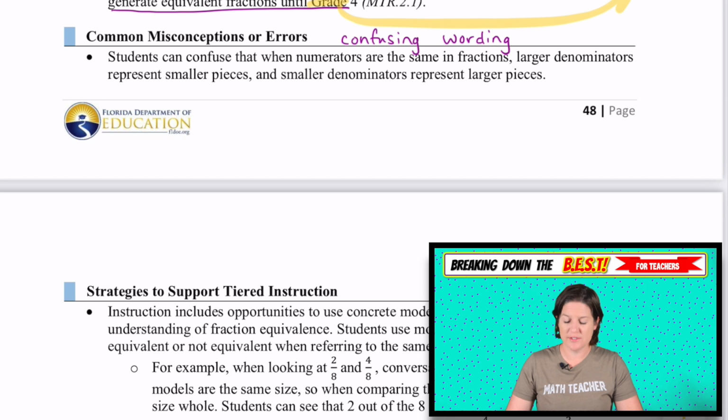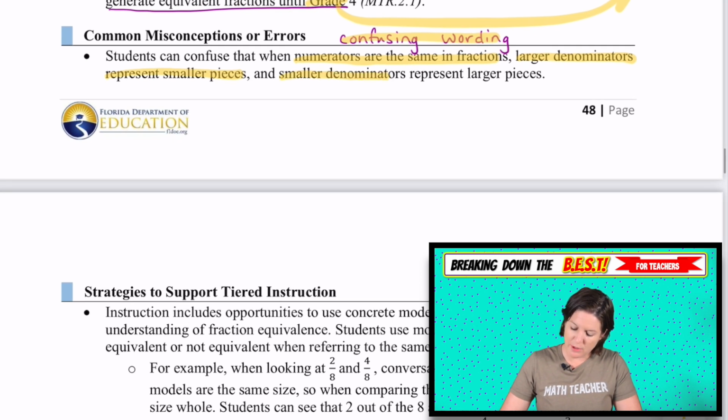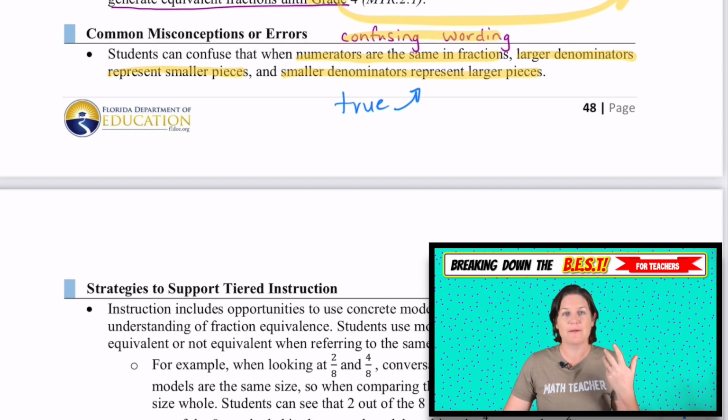This common misconceptions and errors, I felt like the wording was confusing. It says that students can confuse when numerators are the same in fractions, larger denominators represent smaller pieces, and smaller denominators represent larger pieces. I felt like this was confusing because that is true. It's saying that students might not understand that larger denominators represent smaller fractions. So just to clarify, this is true. Just the wording is a little bit confusing, and students might confuse that truth. They might have a hard time with that.